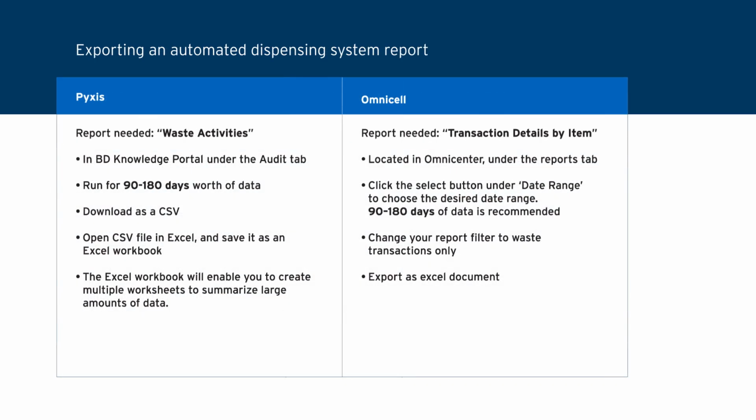To start, you will need to export a report from your automated dispensing system. To download the report, follow the instructions on the screen. You might want to pause here until you have the report downloaded. These systems occasionally update their reports. If you are unable to find the report using these instructions, look for a report that includes all waste transactions and the amount of drug wasted.